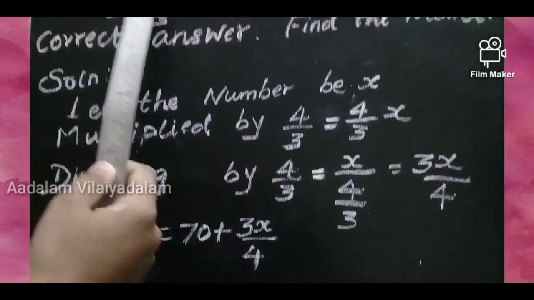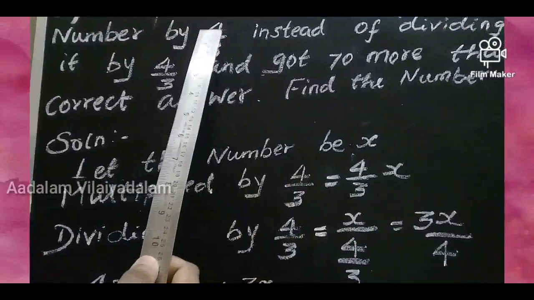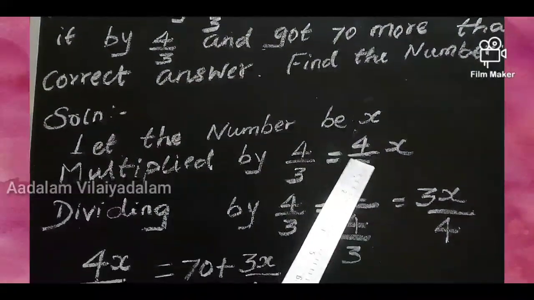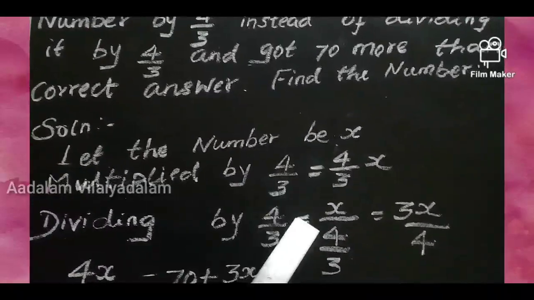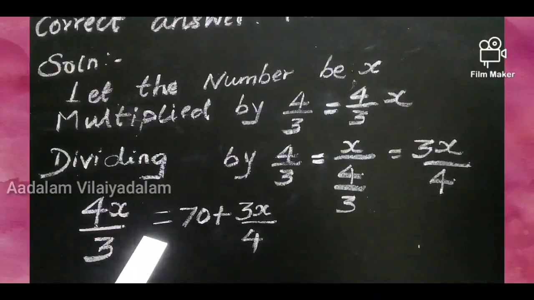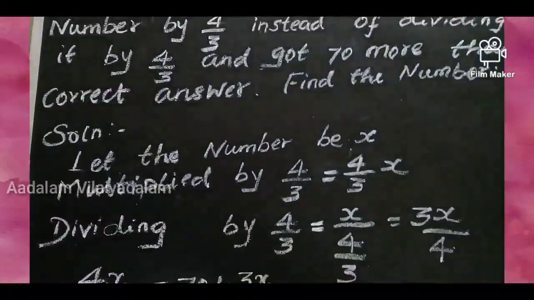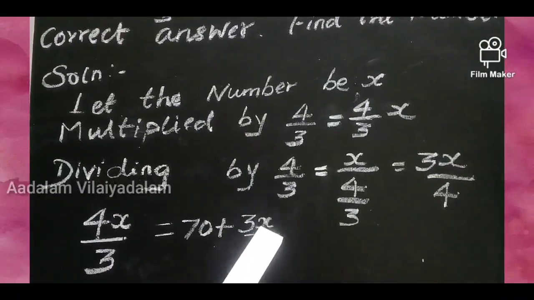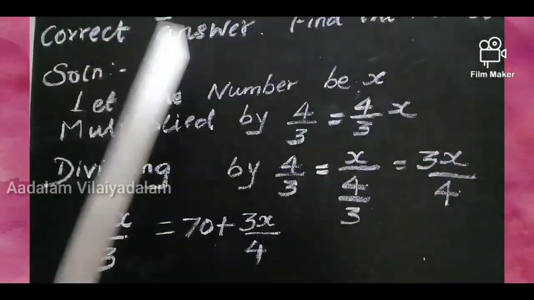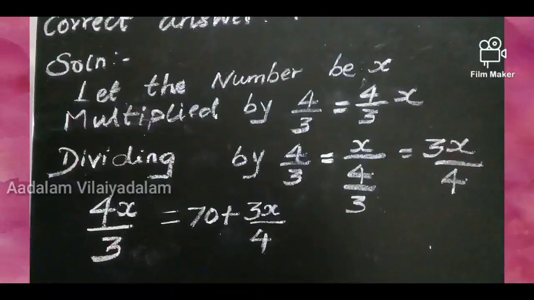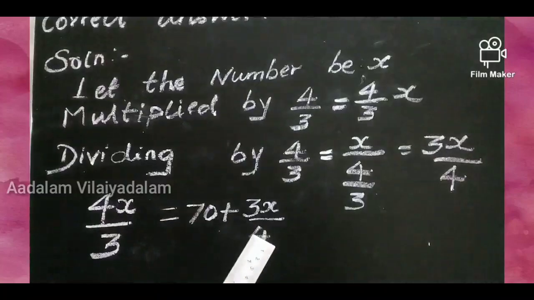What is the question here? A student had multiplied a number by 4 by 3 instead of dividing. So instead of dividing, what is the answer? First you write the multiplied number only. So 4x divided by 3 equal to 70 more. This is the 70 plus. The original number is the dividing number only, so 3x divided by 4. So this is the given statement equation. We have to find the x value. So this is the left side, this is the right side.